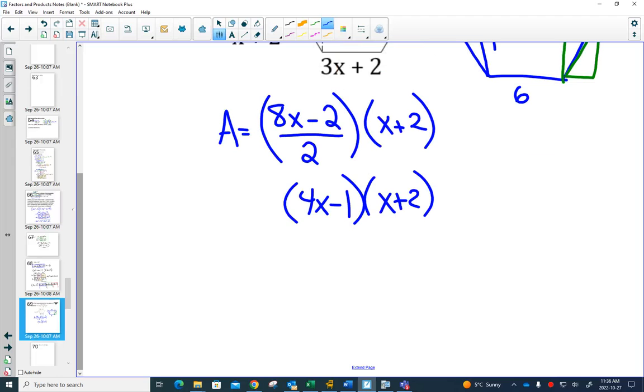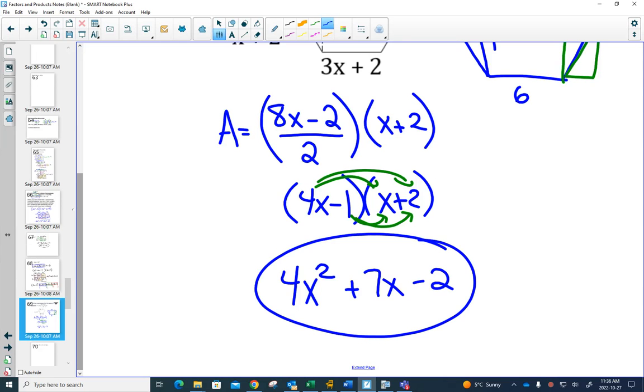We can still FOIL this completely, so now I can, here I'd probably draw my arrows. It's just a binomial times a binomial. 4x squared. Outside is 8x, inside is minus 1x, plus 7x, and then minus 2.